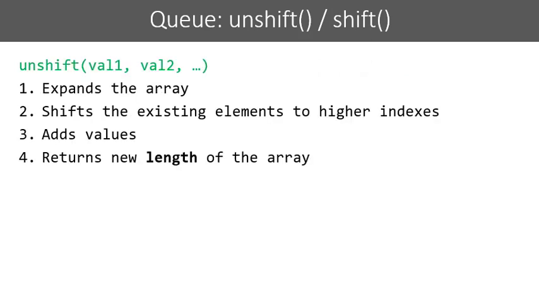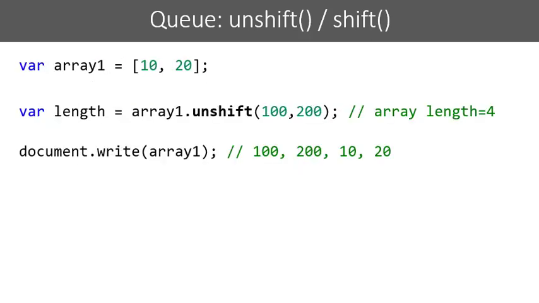The unshift operation does four things. It expands the array for new elements, then shifts the existing array elements up to higher indexes to make room for the new elements, then adds one or more elements at the beginning of the array, and finally returns the new length of the array. So here in this example, the unshift method is used. It adds 100 and 200 values just at the beginning of the array and returns the new length of the array, which is 4.